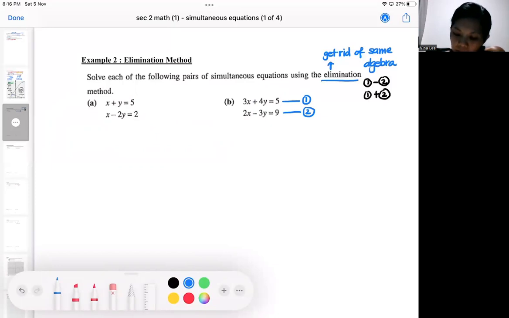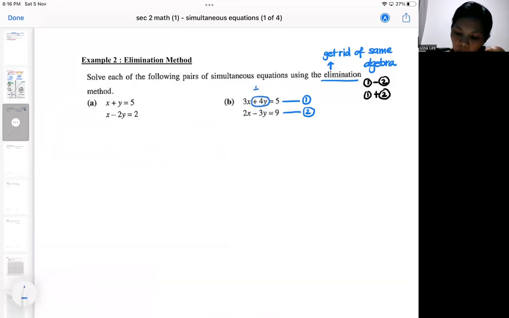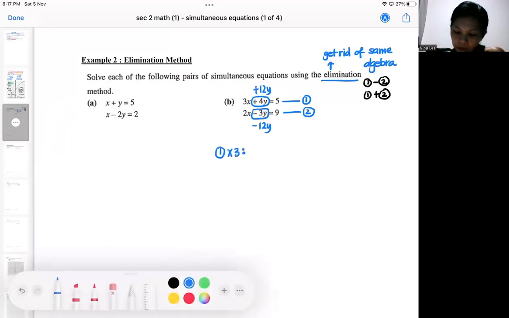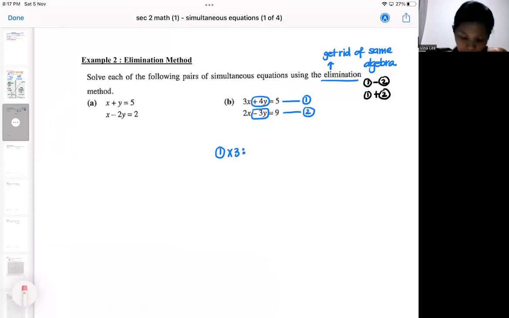So mentally, I want to make this into 12y. Okay, I would like to make this into minus 12y. So this is the algebra that I want to get rid. I'm going to produce a 12y. So how am I going to produce a 12y? I multiply by 3. Okay, so in my head, right, I already planned. I want to get rid of 12y. So the first equation got to multiply by 3. So equation 1 has to multiply by 3.